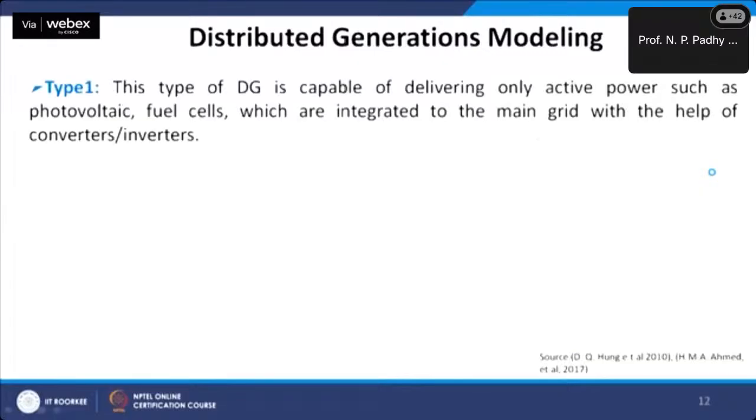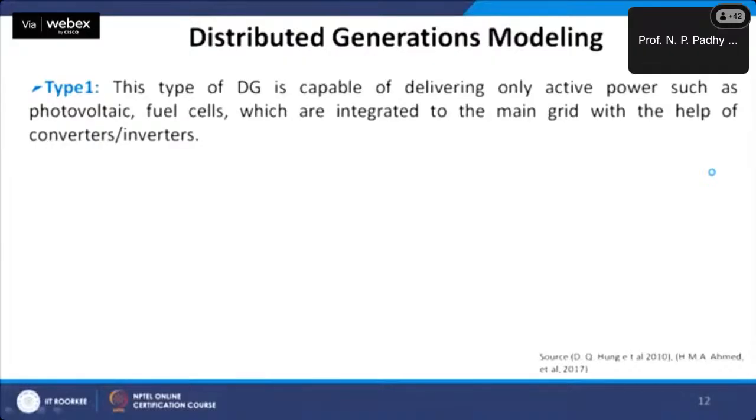Now, when you model, the next level is distributed generator modeling. We model distributed generators based on 4 types: type 1, type 2, type 3, type 4 modeling. In type 1, the distributed generator is capable of delivering only active power, such as photovoltaics and fuel cells, which are integrated to the main grid with the help of converters and inverters. So for this kind of modeling, we consider only real power injection, which is type 1.